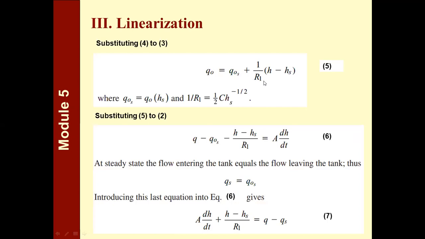Okay? If you notice, there is a new constant in here in the form of 1 over R sub 1. And this is equivalent to actually the derivative of your Q sub O. The constants that appear in the derivative of your Q sub O. We say these are constants because your H sub S is the steady state level of the liquid. So it's a constant.